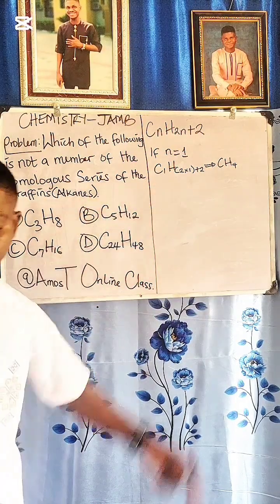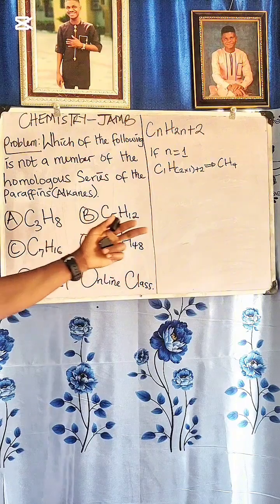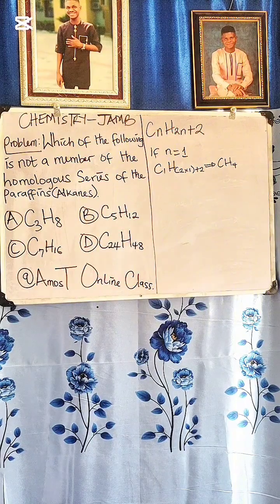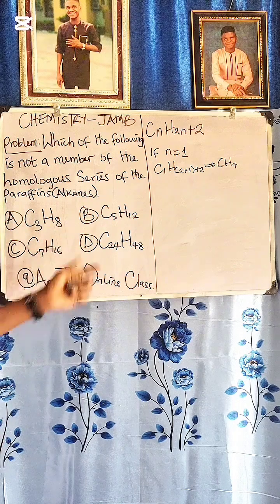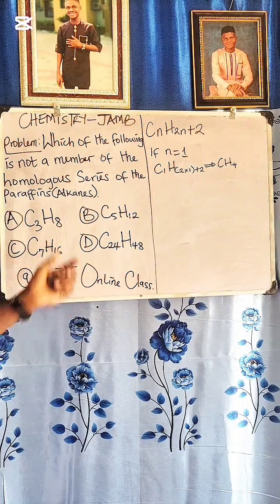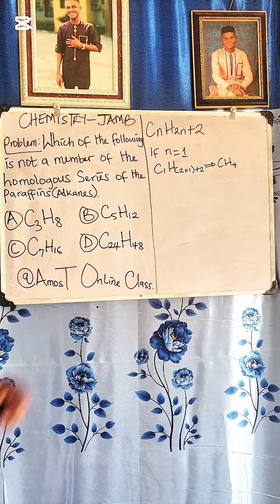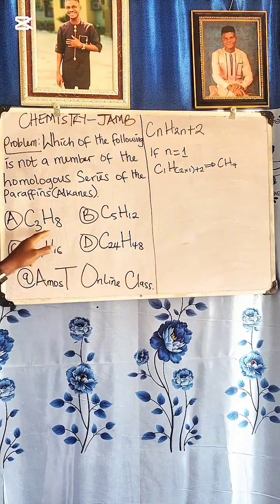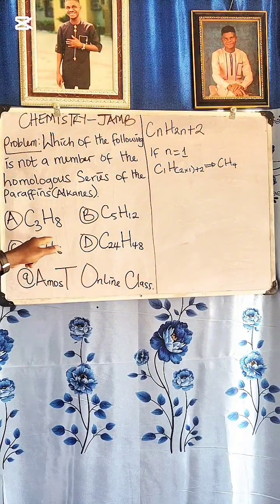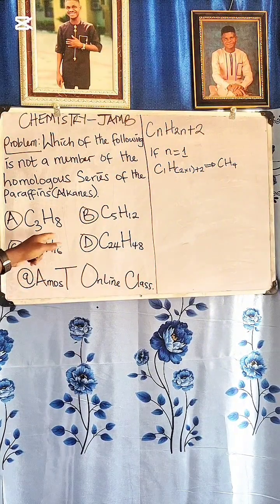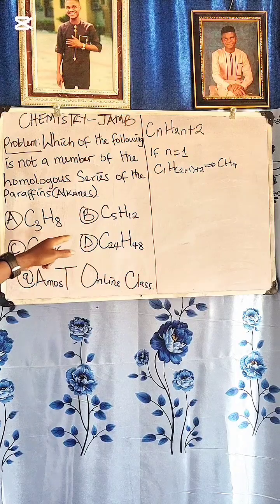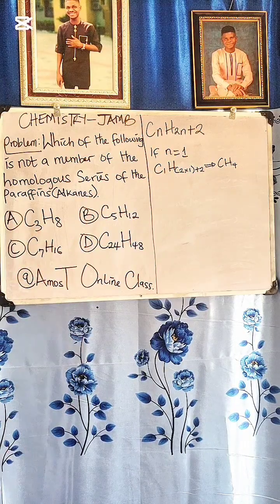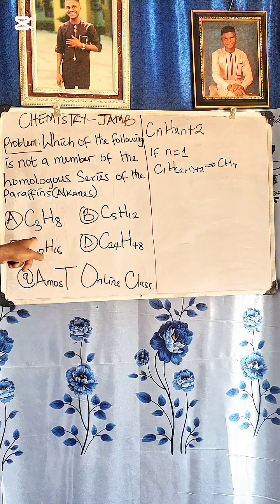So we're going to use this process to identify which of the hydrocarbons from the options given is not an alkane, or does not belong to the paraffin family. Now this is very simple. The first one is C3H8. Let's check if this is really a paraffin, if it is an alkane.